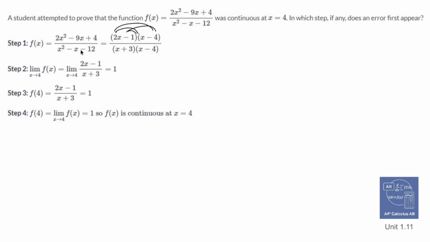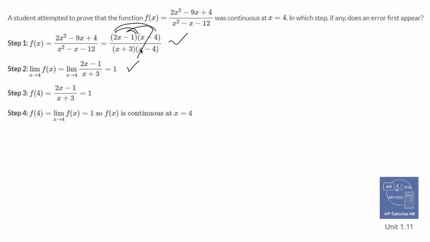The denominator factors out to x minus 4 and x plus 3, so that checks out. So step 1 is just fine. Now, what he did is he then crossed that out, that's what it looks like he did. So he said that the limit as x approaches 4 of (2x minus 1)/(x plus 3) is 1. That is a true statement, but it has nothing to do with it being continuous, so we're going to just leave that be. Now what he is saying is f of 4 equals this function, which is 1. That is not true.